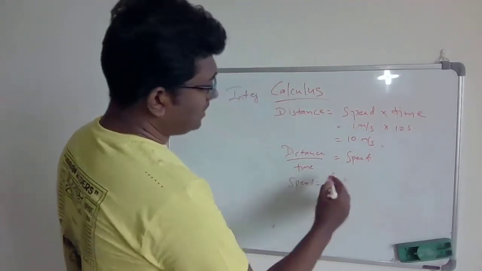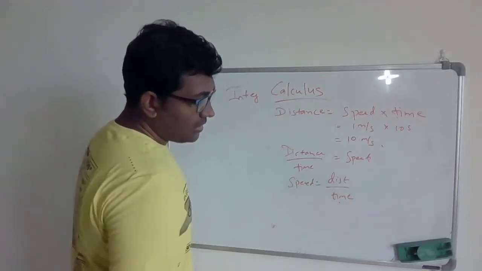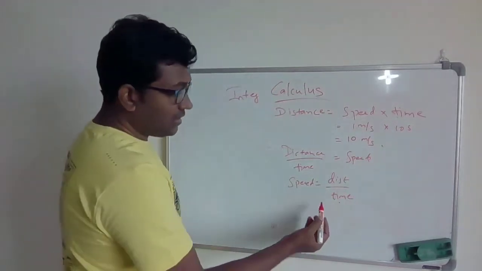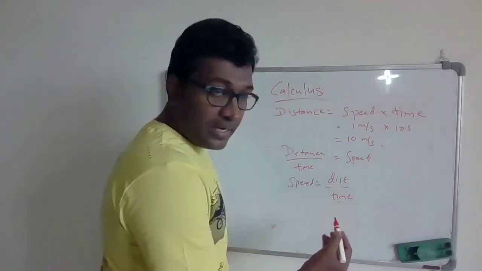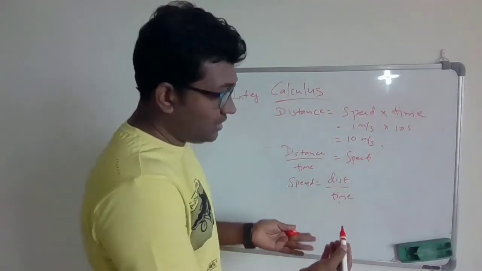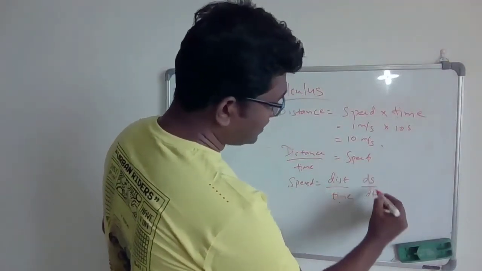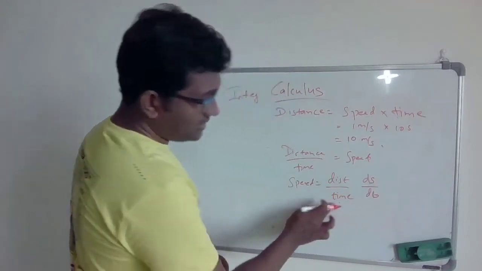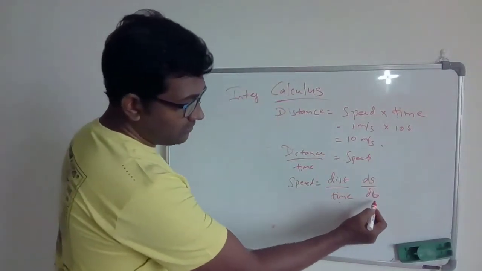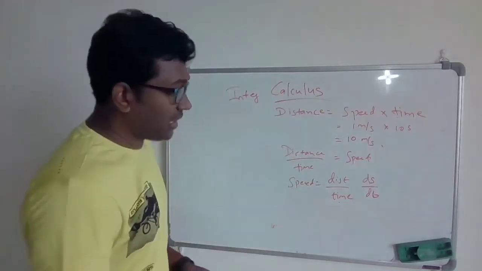So anything which changes with time is what we call a rate, and any change with respect to something is what we call differential calculus. So this becomes ds by dt. Let's assume the distance function is s. This is distance by time, that is ds by dt. Instead of dx I'm using dt because it is changing with time.